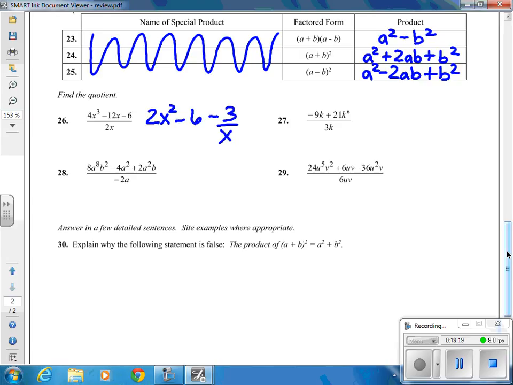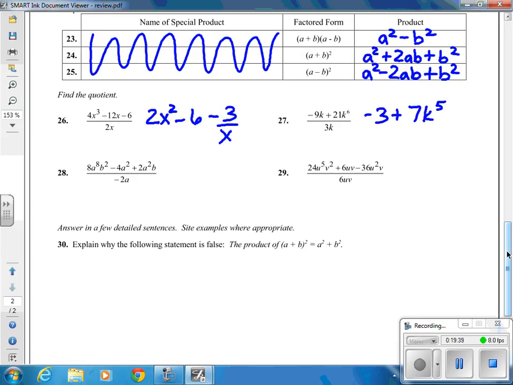For number 27, there are 2 terms up top, so I should end up with 2 terms in my answer. Negative 9 divided by 3 is negative 3. K over k just crosses off. There's no more k's in that first term. Now go to the back. 21 divided by 3 is a positive 7. I have k6 over k, which reduces down to k to the 5th. Remember, in division, we subtract our exponents.